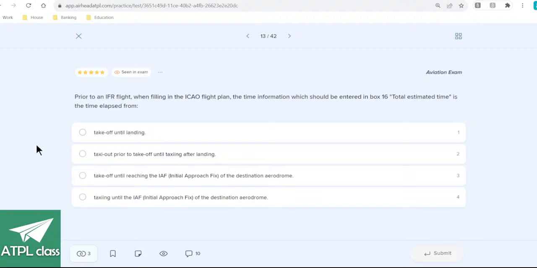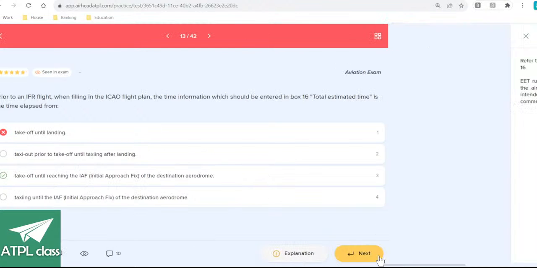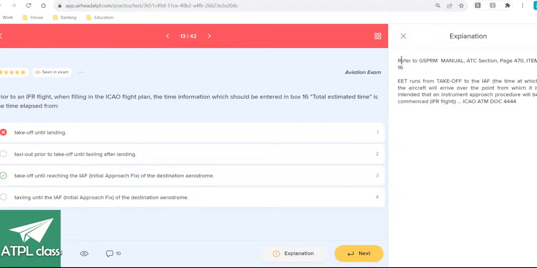Anyway, prior to an IFR flight, when flying the ICAO flight plan, the time information which should be entered into box 16, total estimated time, is the time elapsed from takeoff until landing, taxi out prior to takeoff until taxiing after landing, takeoff until reaching the initial approach fix of the destination aerodrome, or taxiing until the initial approach fix of the destination aerodrome. I think it is takeoff until landing. No, takeoff until reaching the initial approach fix. There you go, just straight up facts.